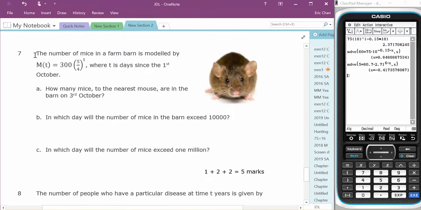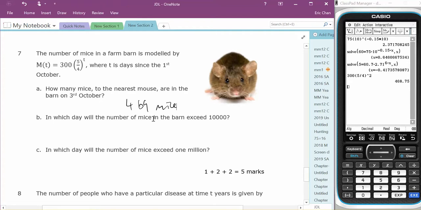Question 7, we've got mice, and they've given you an equation for it. Since the 1st of October, how many mice are there on the 3rd of October? So the 1st of October is 0, 2nd of October is 1, 3rd of October is 2. Okay, so you've got to get the dates right. I'm just subbing in 2 to the equation to the power 2. So how many mice are there? To the nearest mouse, it would be 469 mice.